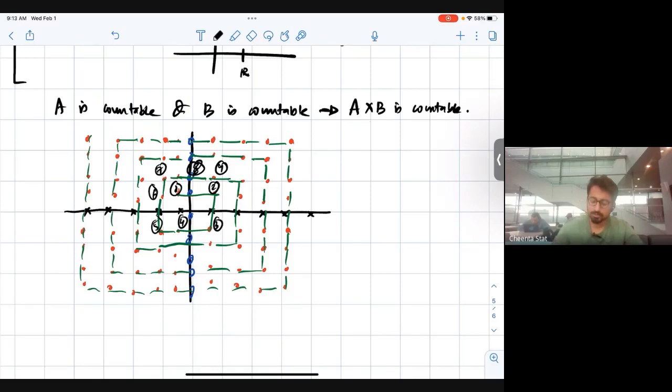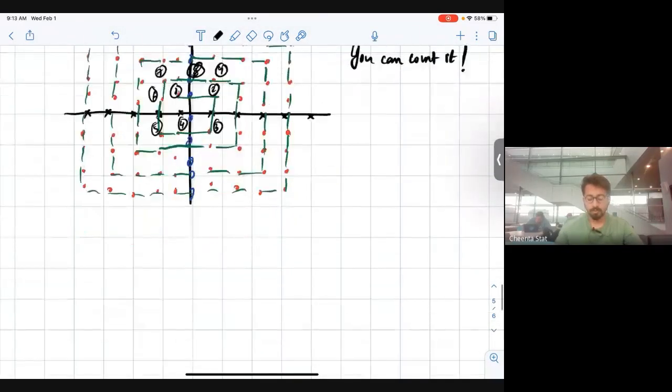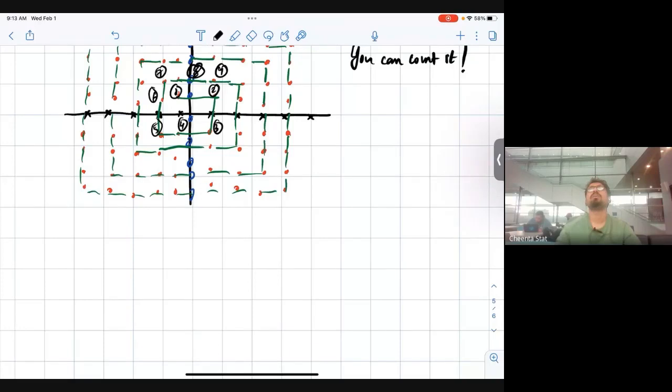So therefore A cross B is countable. You can count it. That's great. Super. Thank you, Samruddhi and others. You can count it. Yes.